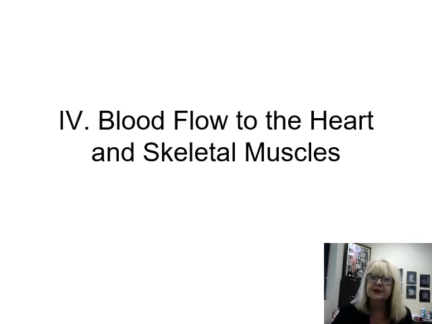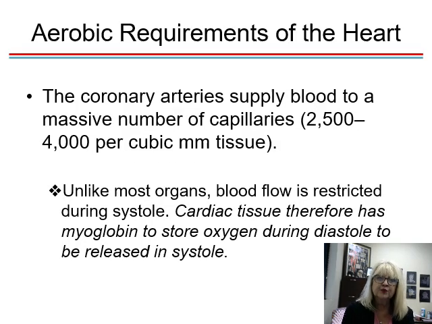Okay, so next is blood flow to the heart and the skeletal muscles. Aerobic requirements of the heart. The coronary arteries supply blood to a massive number of capillaries, 2,500 to 4,000 per cubic millimeter of tissue. Unlike most organs, blood flow is restricted during systole, so cardiac tissue has myoglobin to store oxygen during diastole to be released in systole.